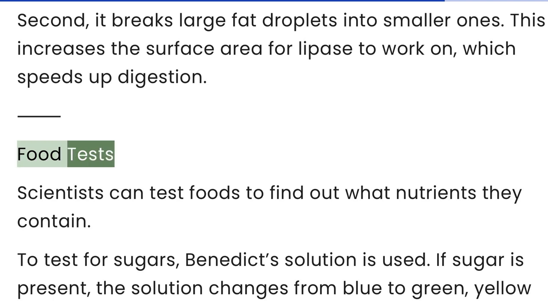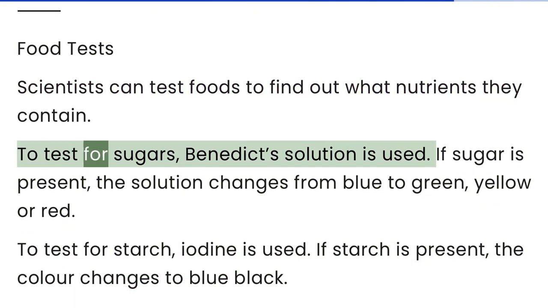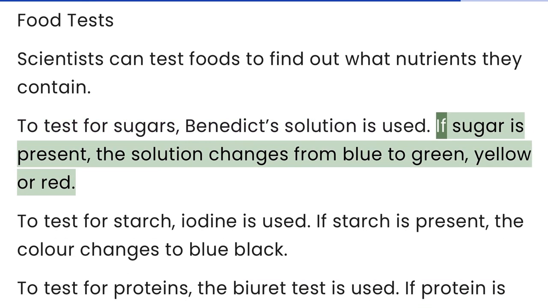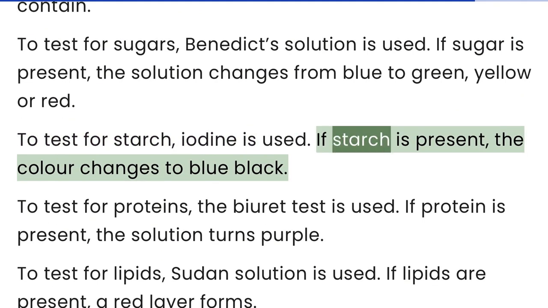Food tests. Scientists can test foods to find out what nutrients they contain. To test for sugars, Benedict's solution is used. If sugar is present, the solution changes from blue to green, yellow, or red. To test for starch, iodine is used. If starch is present, the color changes to blue-black.